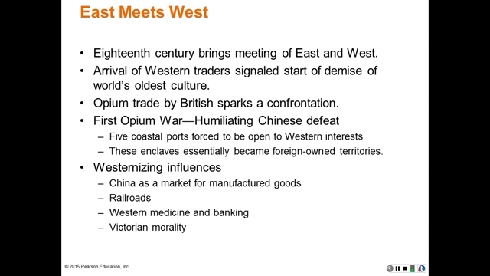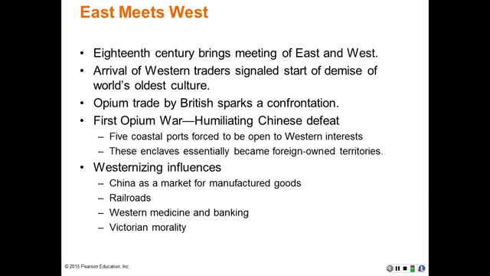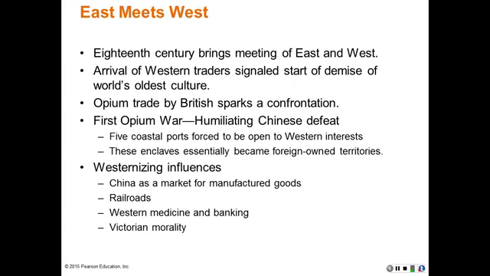China recognized the problems with opium addiction and tried to confiscate large amounts of opium from British ships. This started the First Opium War. The Chinese were defeated and were forced to sign a treaty which included the opening of 5 coastal ports. Foreign enclaves essentially became foreign-owned territories for trade with the interior of China.